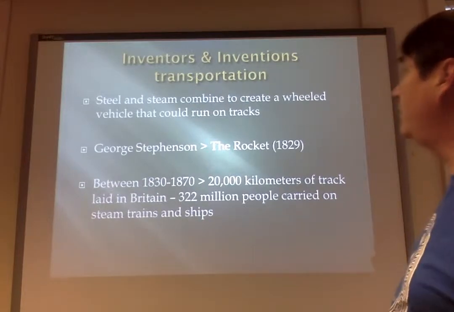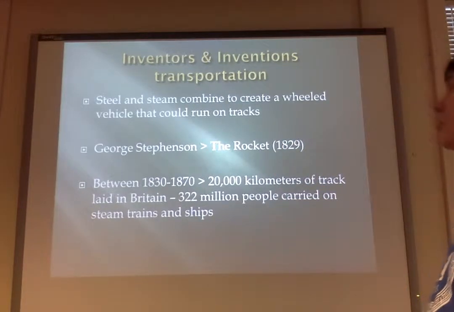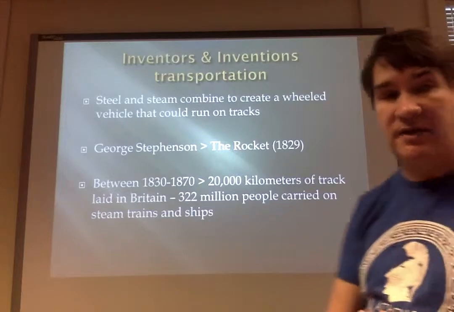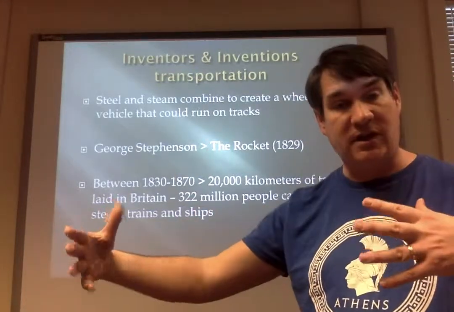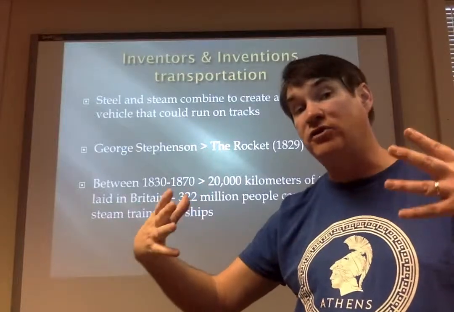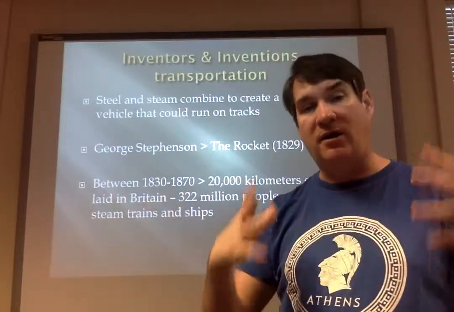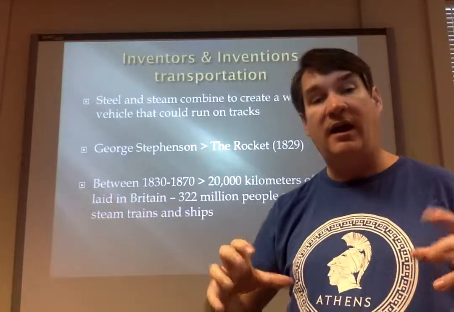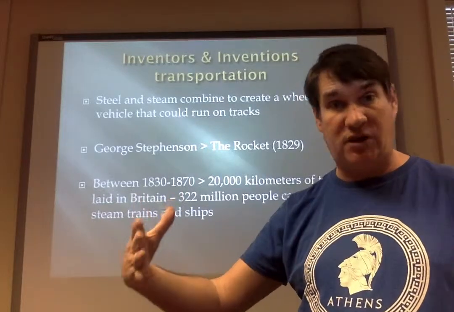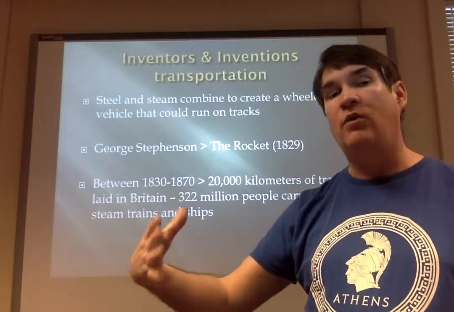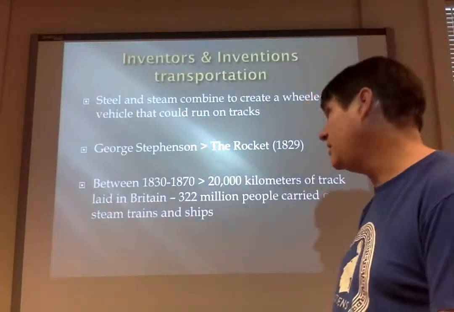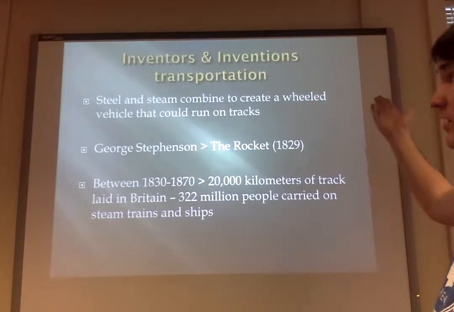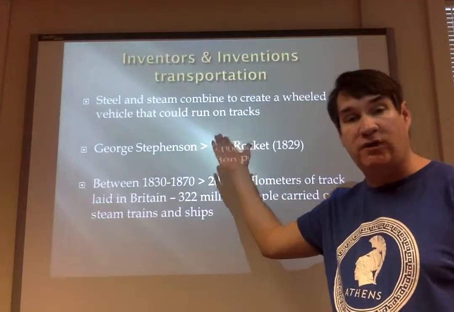All right, so inventors and inventions, transportation. And so steam and steel combine together to form kind of a new vehicle. And that vehicle is, of course, the horseless carriage, or something that can run on tracks without anything pulling it because it's pushed by that steam engine. And the hulk of the machine is made of iron and steel, which could withstand the heat and pressure of that coal engine, right, the steam engine. And so what we're talking about here is, of course, a train, very early trains and locomotives.